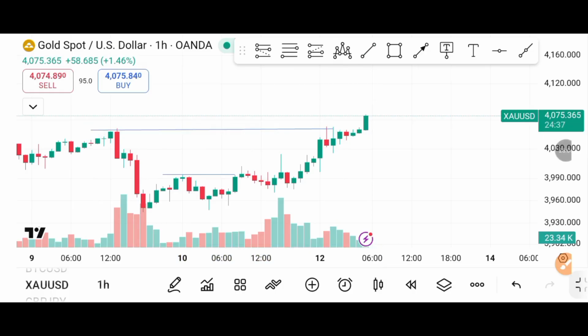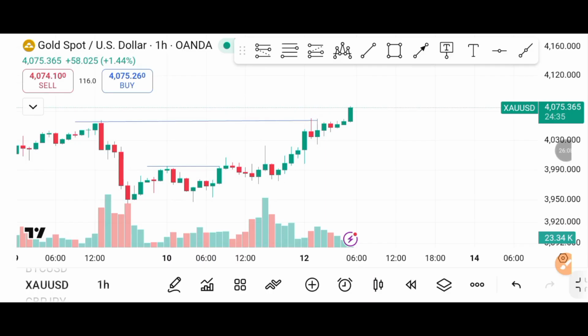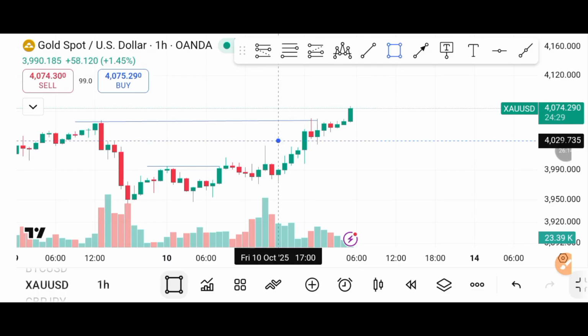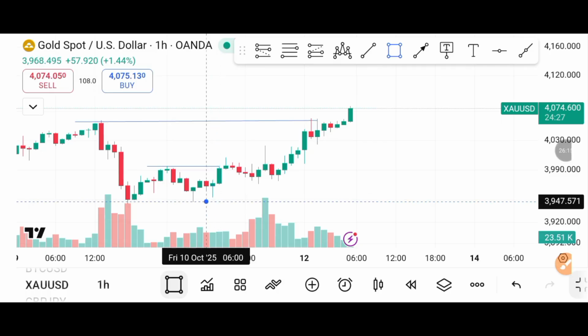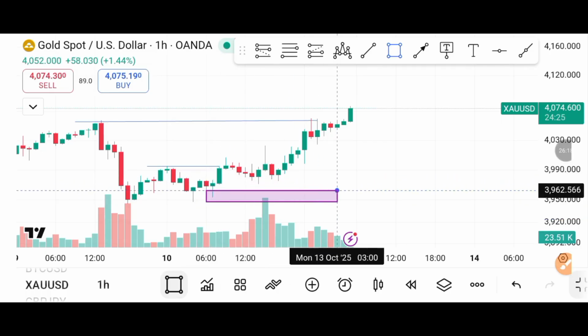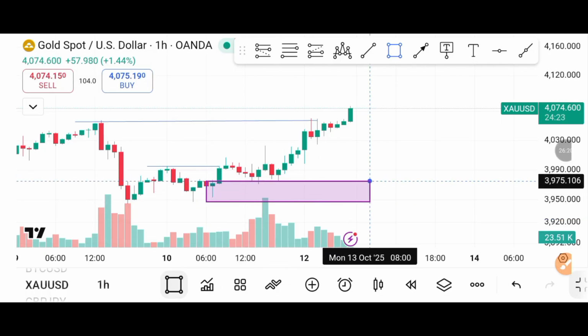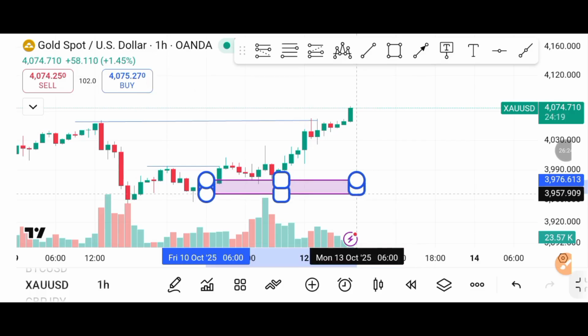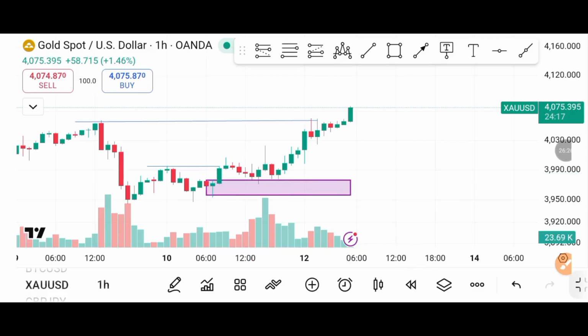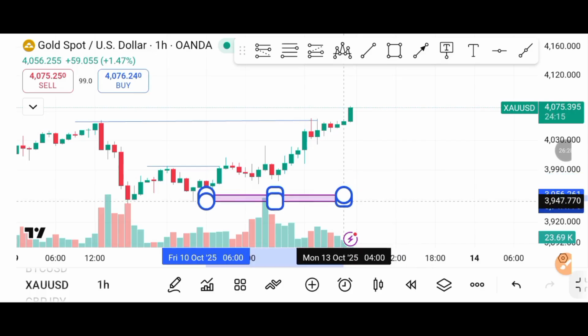Okay, but then this break of structure left us with an order block, which I can see here, and also an inefficiency to look out for. So this is an order block to look at, which price could possibly react to or retrace to.